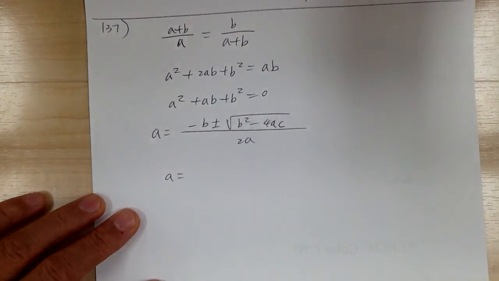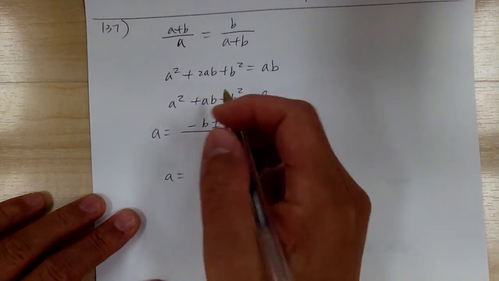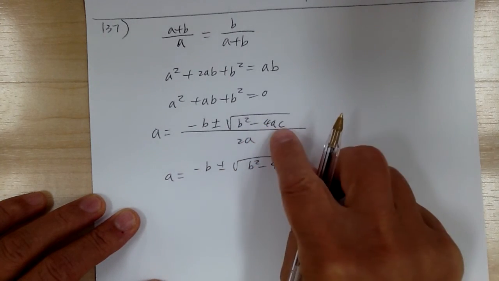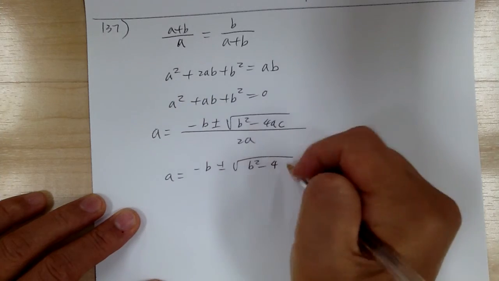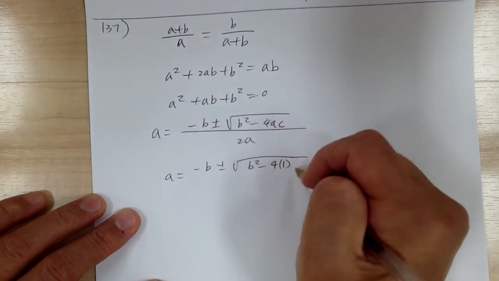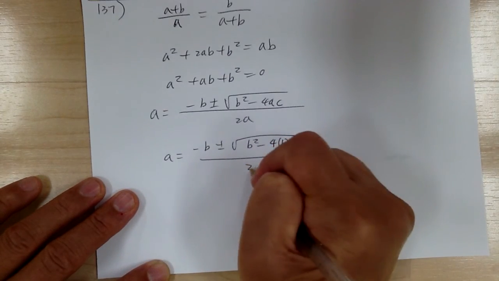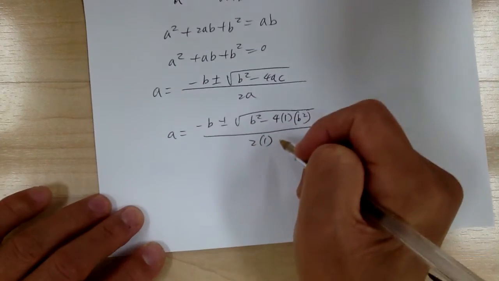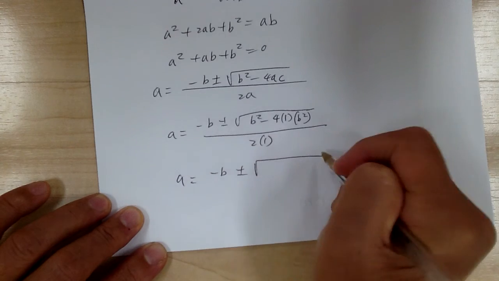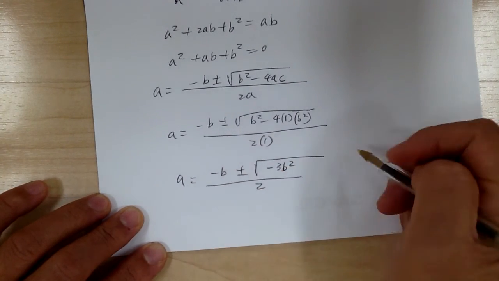So you have to think of it this way. Think of a as your variable. So the coefficient for this would be the b. Now the coefficient of the variable squared is 1, and c is the number over here, so it would be b squared, over 2 times 1. So a equal to negative b plus or minus the square root of, when you do this, you're going to get negative 3b squared, over 2.